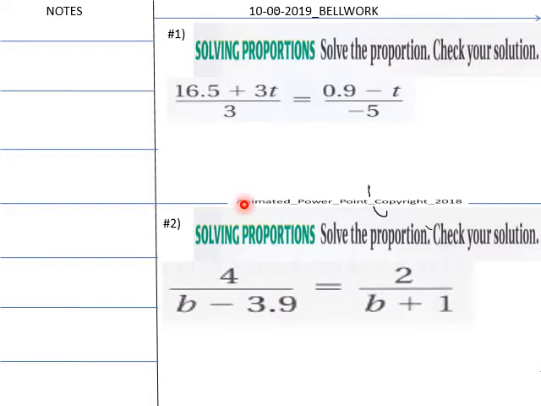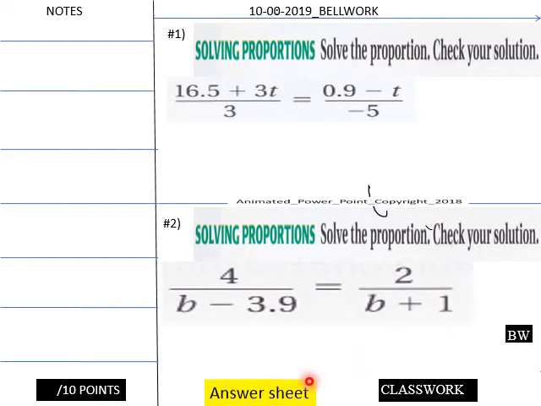Let's go into page 1, and we start off with a bell work today. Today's bell work, solving proportions, solve the proportion, check your solution. Same thing down here, students. Teachers, give your students about 5 minutes. See you in 5.